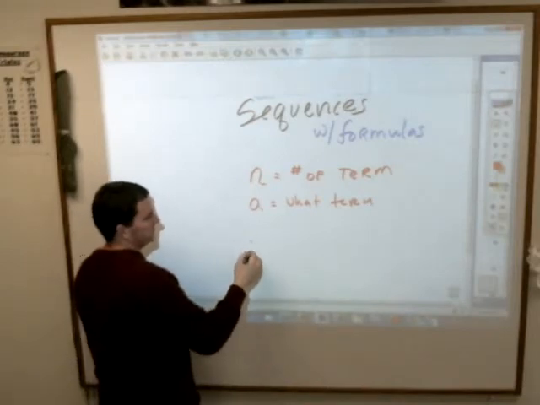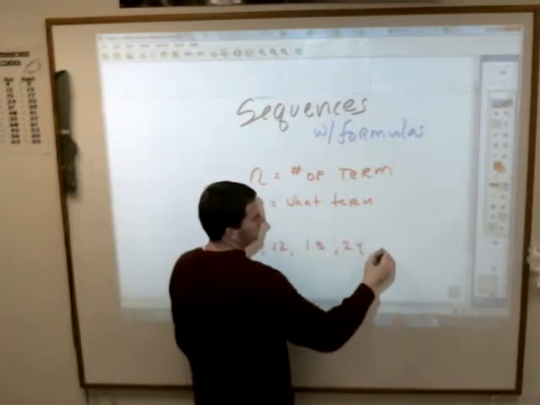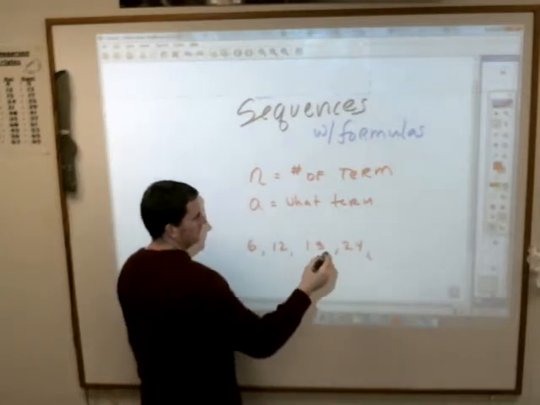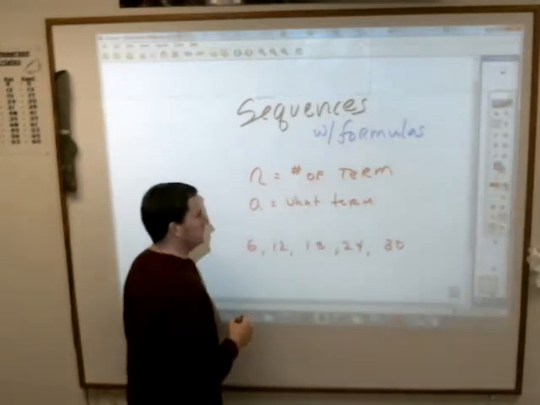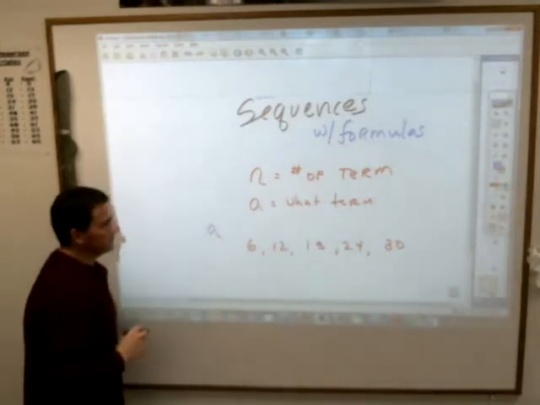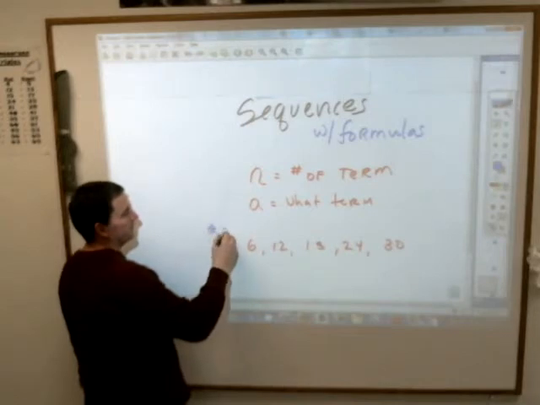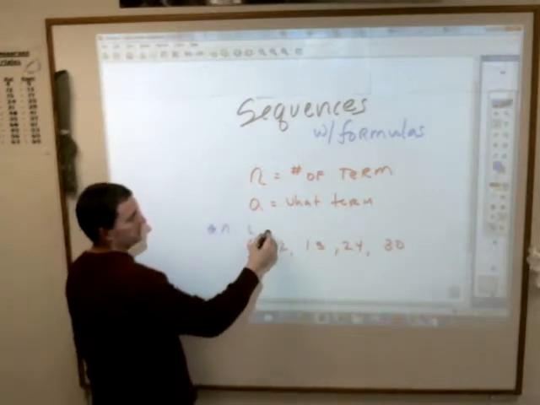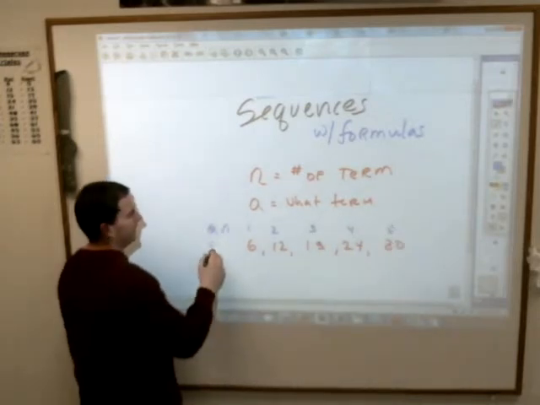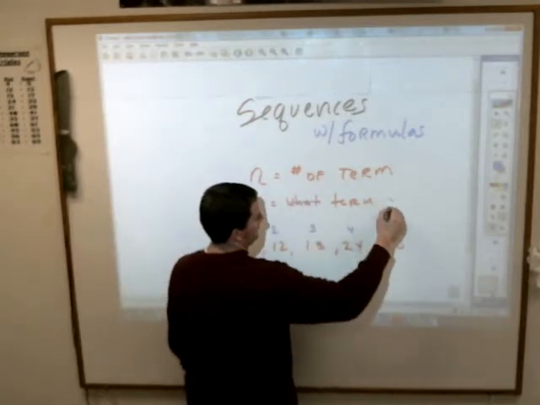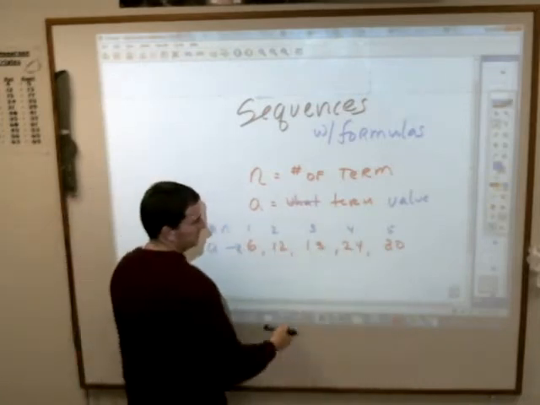If your sequence is this, 6, 12, 18, 24, what's my next one? I'm getting ahead of myself here. 30. Okay. The letter a, I'm sorry, no, the letter n is what term you're talking about. In other words, this is the first term, this is the second term, the third term, fourth term, the fifth term. And the letter a is what that term's value is. This is the letter a, what you get when you get to that term there.